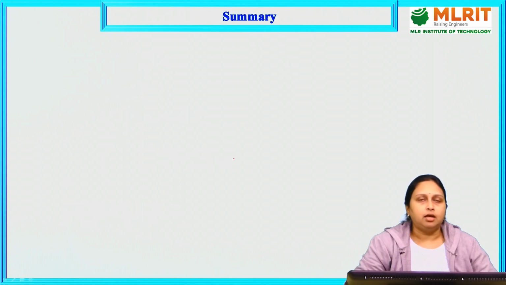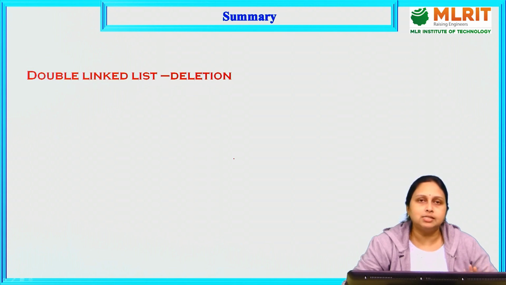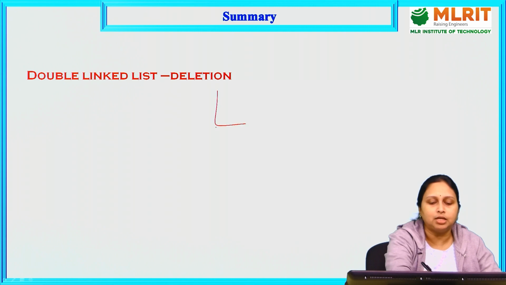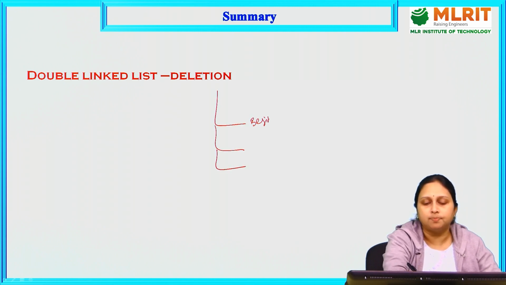This is the procedure for deleting a node based on the key value. Let us see the summary of what we have discussed in this session. Yes, we have discussed double linked list deletion operations. Under that we came across three conditions: one is deleting a node at the beginning of the list, another is deleting a node at the end of the list, and the last one is deleting a node based on key value.